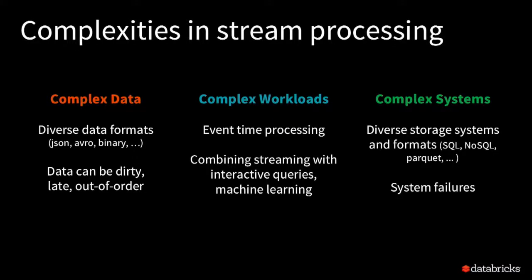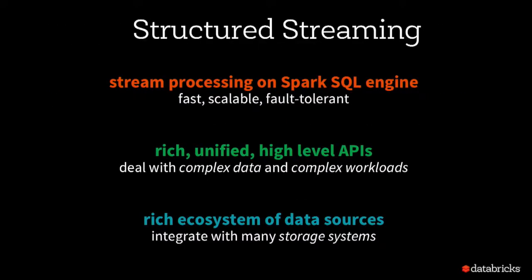Now, to make all of this simple, we built structured streaming. At a high level, it is a stream processing engine built on the Apache Spark SQL engine. That makes it by nature fast, scalable, and fault tolerant. It provides rich, unified, high-level APIs, just like all of Apache Spark, to deal with all this complex data and complex workloads, combining them all together. Apache Spark also has a very rich ecosystem of data sources that allows you to interact with the complex storage systems present in this ecosystem.